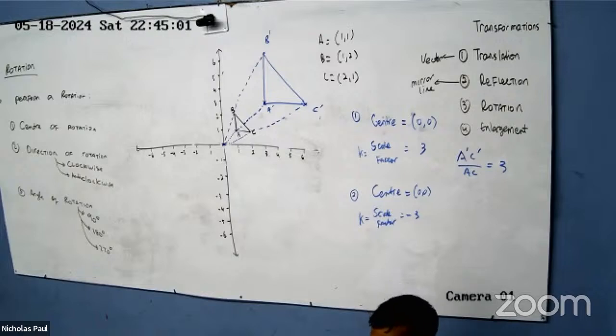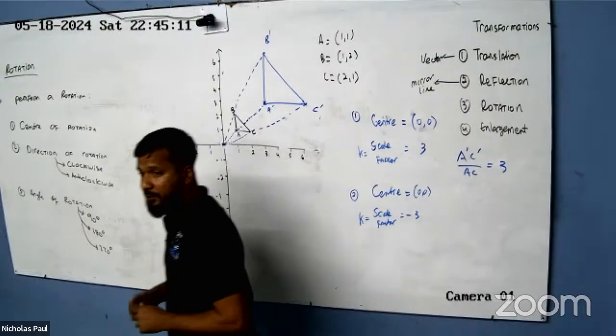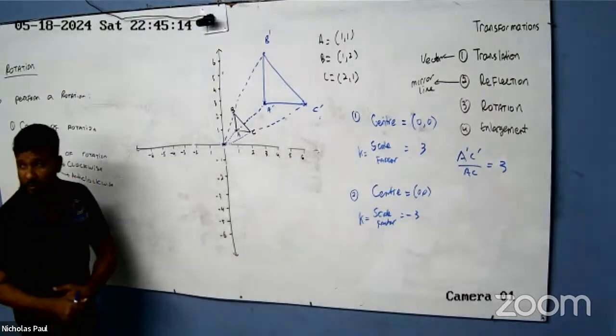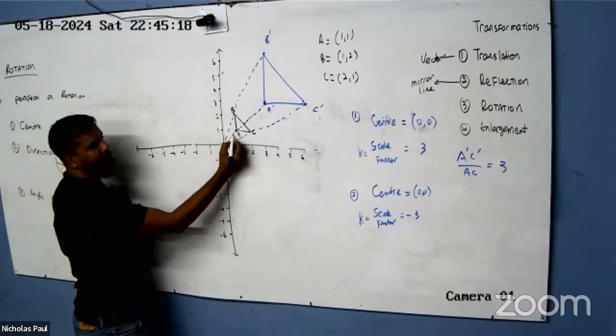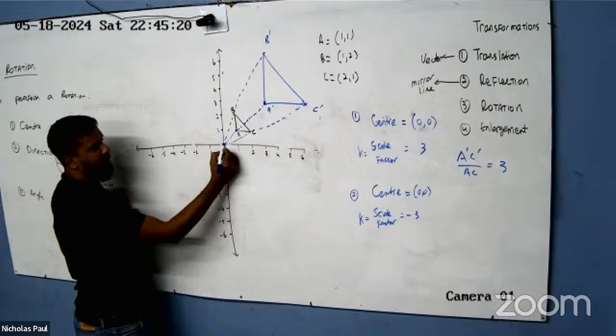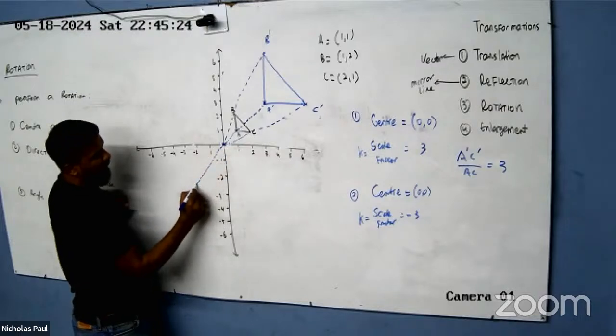Ready? That's it. Scale factor of -3. Are you okay with that? But again, you're going this way instead. So you're going this way 3 times. So it should be around here.